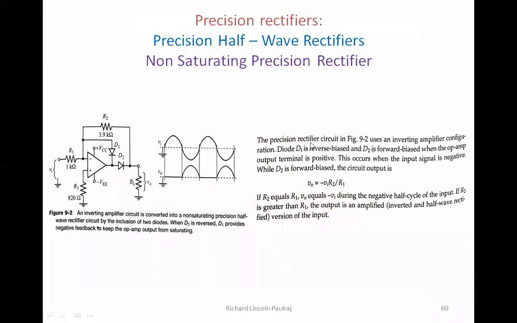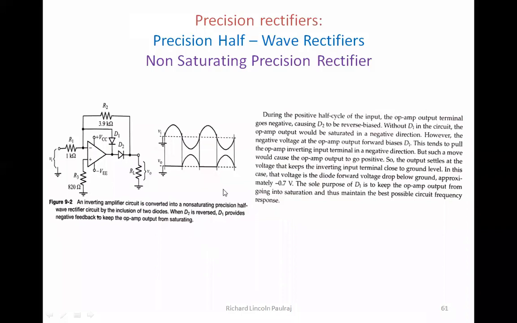The next thing that we'll be looking into is how it actually operates. Okay, how this non-saturating precision rectifier operates. So during the positive half cycle of the input, the op-amp output terminal goes negative, right? Because it is in the inverting format. So of course it goes negative, causing D2 to be reverse biased. So D2 will be reverse biased, right? So it's not going to function.